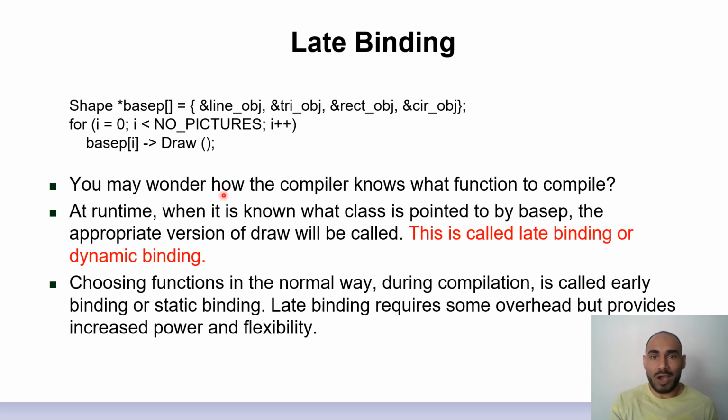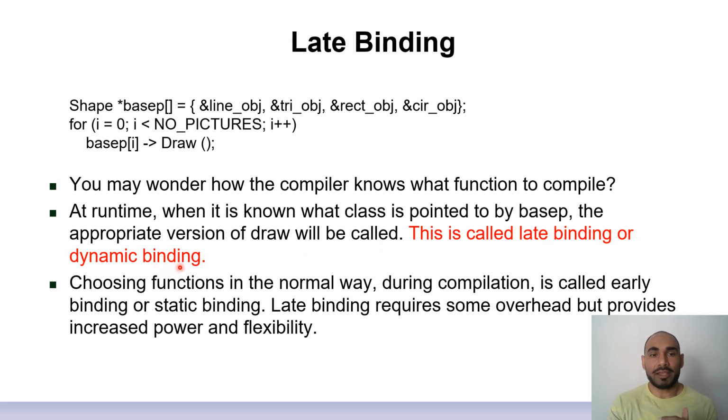So you may wonder how the compiler knows what function to compile. In this case, although this statement says that here we are going to call a function, we really do not know what function would be called. What function would be called is decided based on the contents of this array, or to what address the pointer is pointing. So what happens at runtime, when it is known that the class is pointed to by base p, the appropriate version of draw will be called. So this is called late binding or dynamic binding.